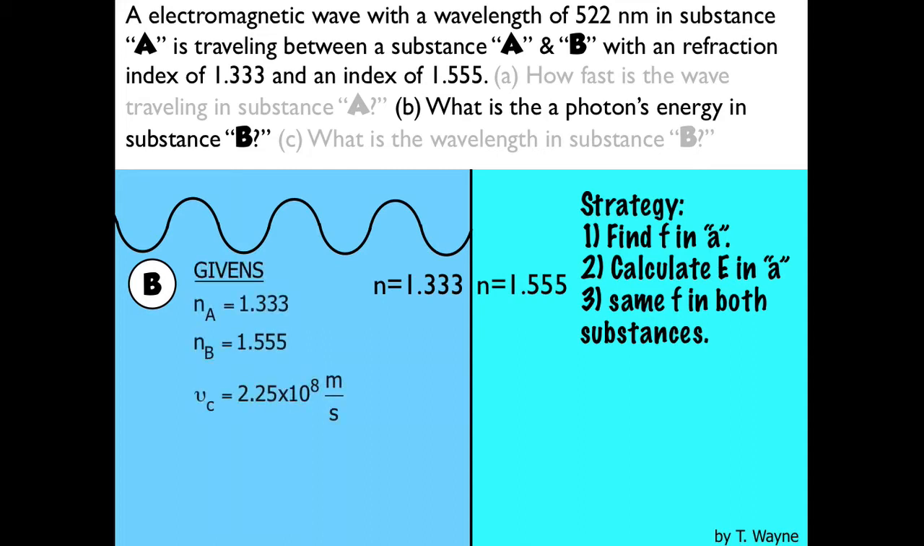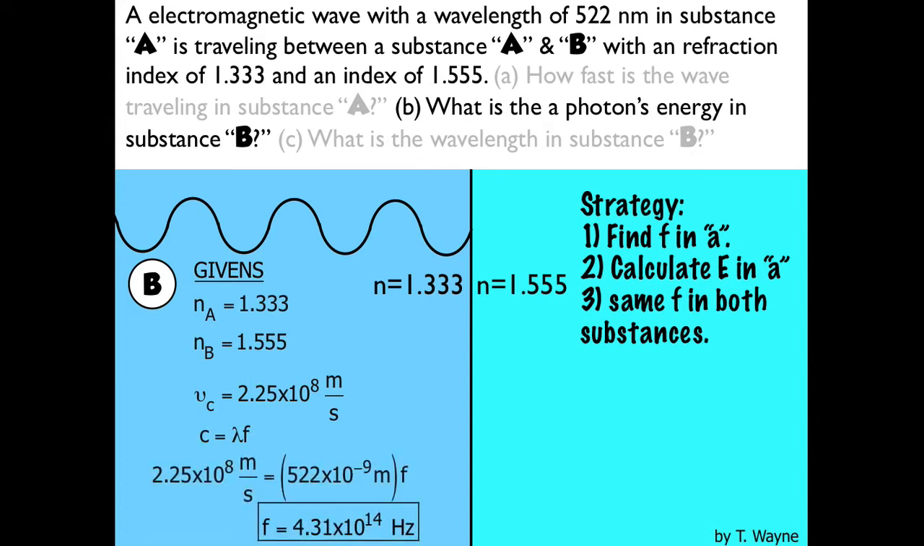So I'm looking at the givens. I've got the index of refraction of the two substances and the speed of light, in this case, in substance A, which we just calculated. I know that c is equal to lambda f, and if that's true, I also know that the speed of light, 2.25 times 10 to the 8th meters per second in substance A, is equal to the wavelength of 522 times 10 to the negative 9 meters in substance A times the frequency. Therefore, the frequency is 4.31 times 10 to the 14 hertz. But I'm not done. That's just the frequency. I've got to find the energy.